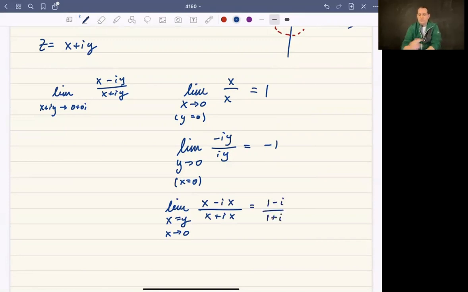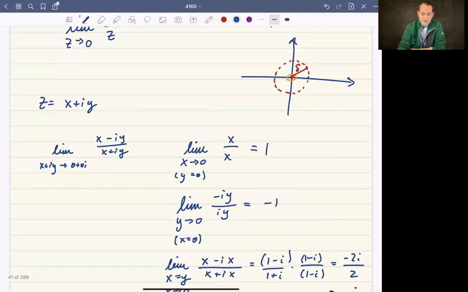Okay, so let's see what that number actually is. We can multiply top and bottom by 1 minus i, and that's going to make the top 1 minus 1 minus 2i, and the bottom will be 2, so we get minus i. Okay, so according to this path, if x and y are equal, then the limit's going to be minus i.